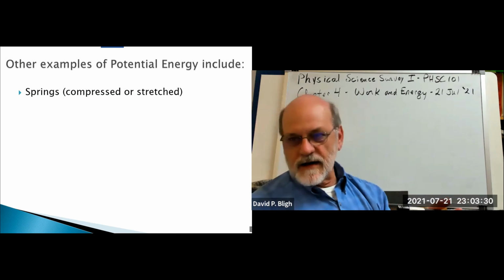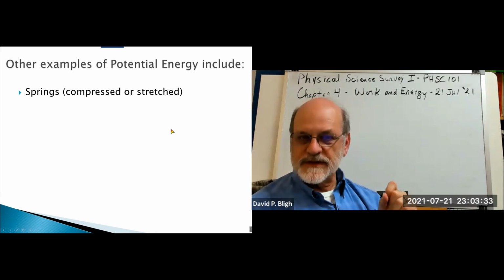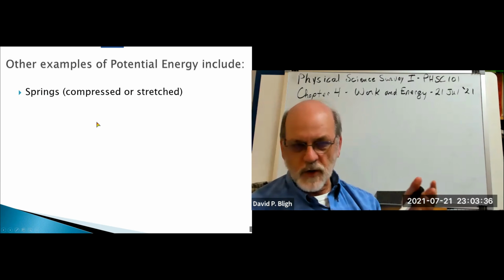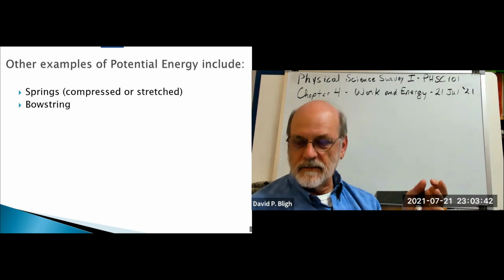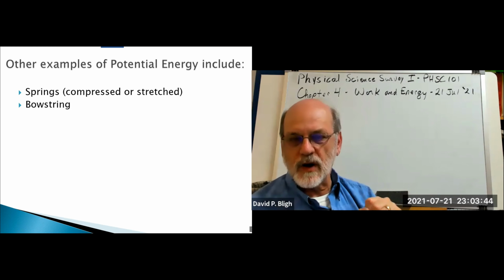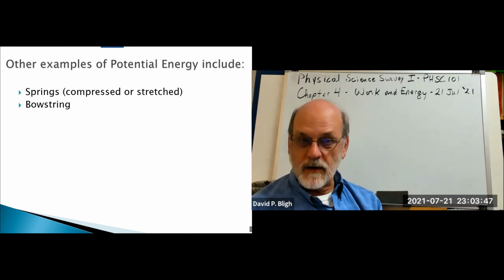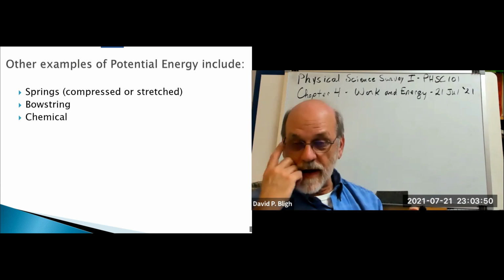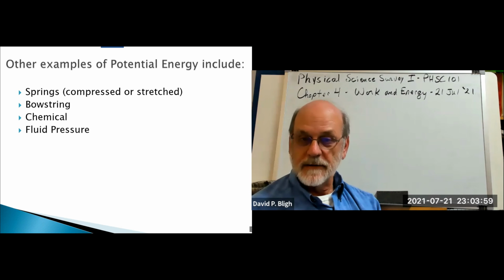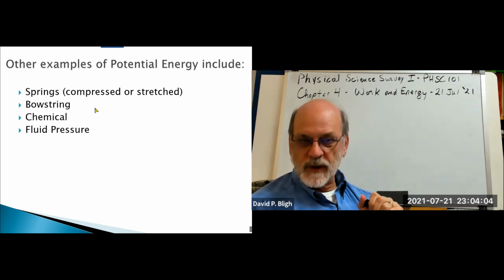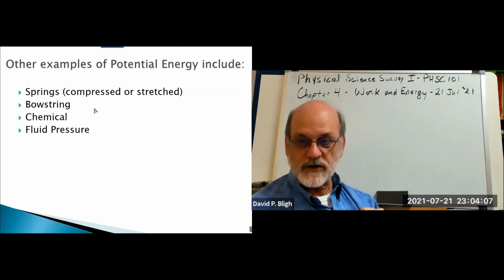All right, so I've already described some of these types of potential energy. A compressed or stretched spring will store energy. The bowstring on a crossbow or a standard bow will store energy until you release the arrow. Chemical energy, I've described that before. We store energy in the chemical bonds that hold the compound together. Fluid pressure, I mentioned the hydraulic pressure in the lines of that SR-71 airplane as a very, very high pressure, so there's lots of energy stored there.